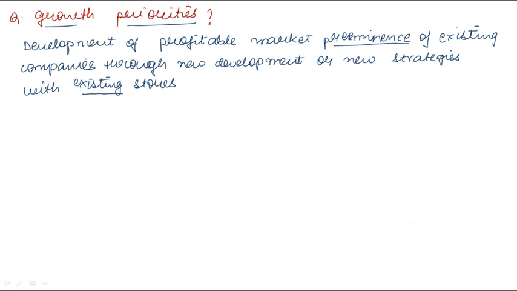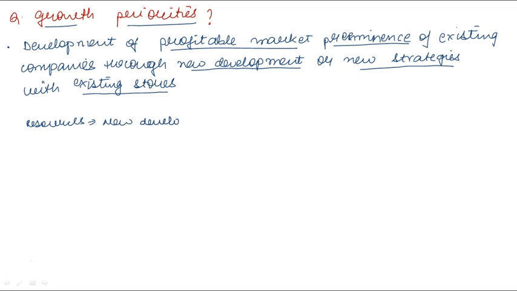So they do have existing resources. Whatever the existing resources that you have, you are going to use them. Using them, you are going to develop your company. You are going to make new strategies. You are going to make new products which are going to help your company in developing a profitable market as compared to existing companies. So beta, using the same resources which your company has, you are going to make a new development. By using this new development, what is going to happen? Your company is going to make a profitable market.